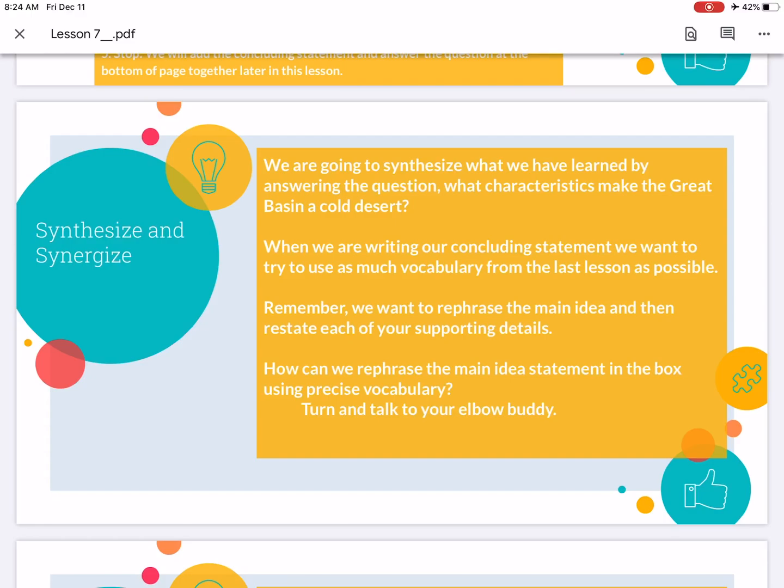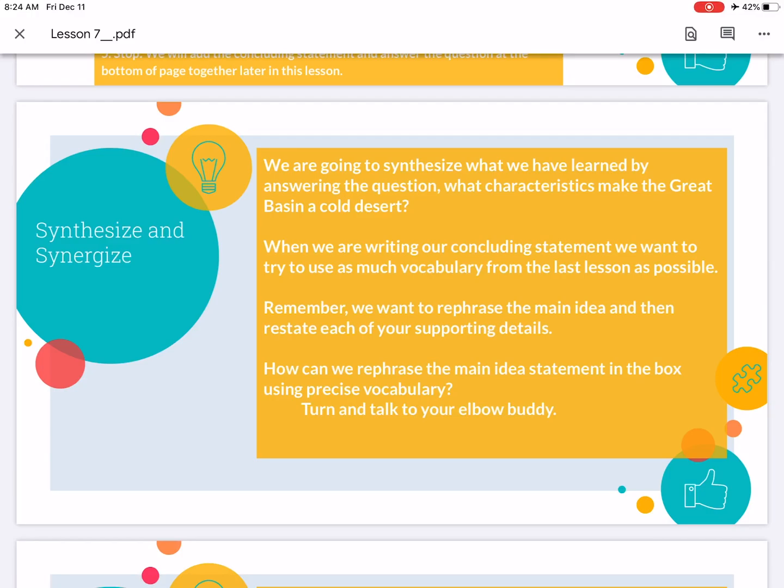Now, we are going to synthesize and synergize. That means we're going to come together and we're going to work together. What have we learned by answering the question, what characteristics make the Great Basin a cold desert? When we're writing our concluding statement, we want to try to use as much vocabulary from our last lesson as possible. Remember, we want to rephrase the main idea and then restate each of our supporting details.